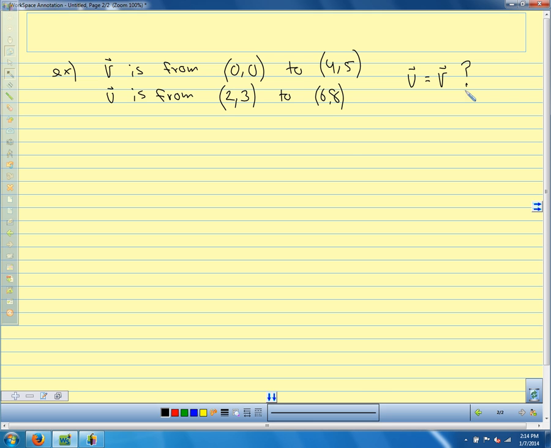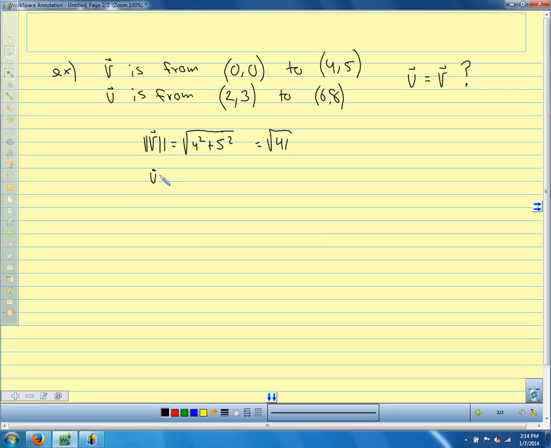So we have two pieces of information we need to figure out. Are they the same length? And are they in the same direction? So how are we going to figure out their length? The magnitude of v is, how are we going to figure this out? Distance formula. So distance formula, we get 4 squared plus 5 squared, which is the square root of 41.